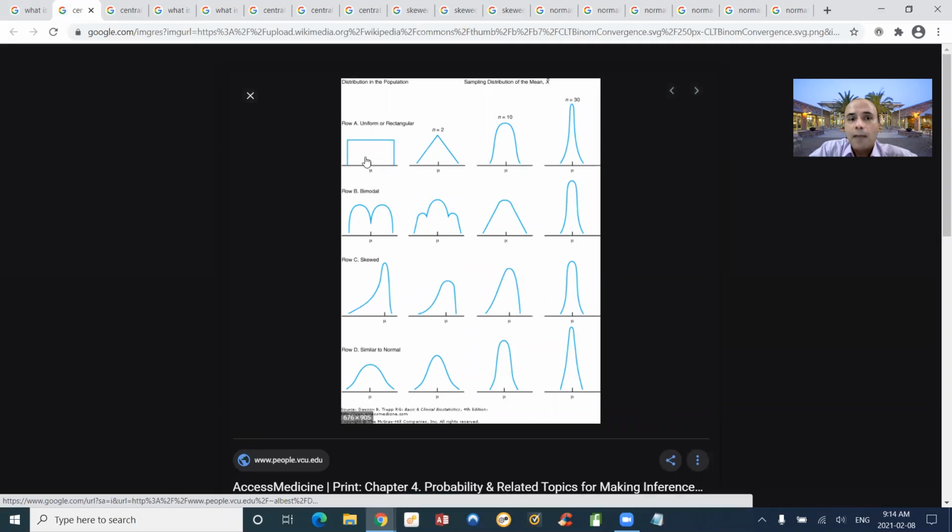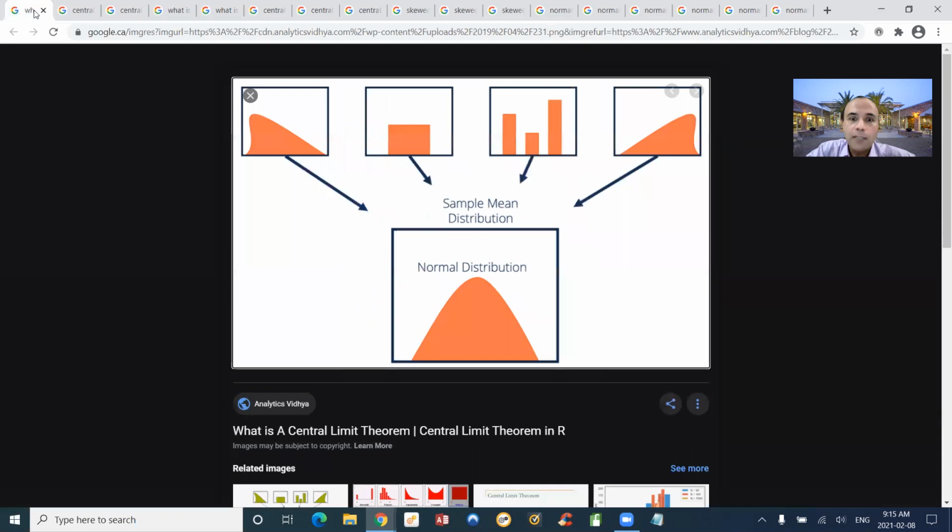Once again, you have uniform, it becomes perhaps a narrow normal distribution. Bimodal, again, you have it. Skewed, you have it. Similar to normal, again, you're going to have it. This resulting normal distribution is not the same as the actual distribution of your solution space, your population. I need you to keep in mind these two different lessons, okay?